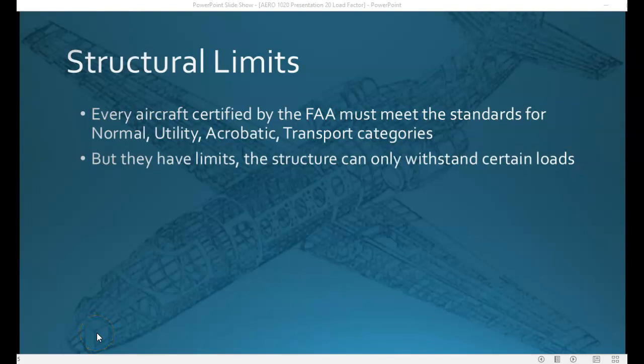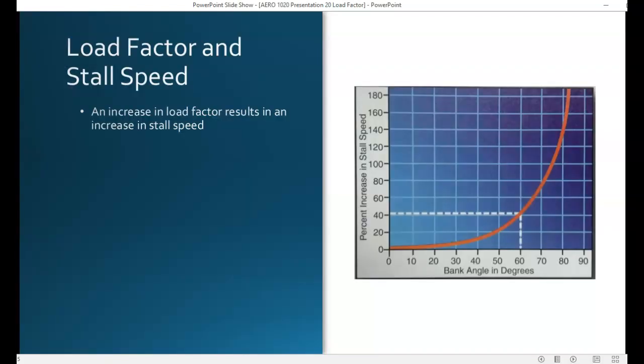Every aircraft that's certified by the FAA is required to meet certain standards for normal, utility, acrobatic, and transport categories, and that includes limit load factors. In an earlier presentation we discussed stalls and how stalls occur at the critical angle of attack.